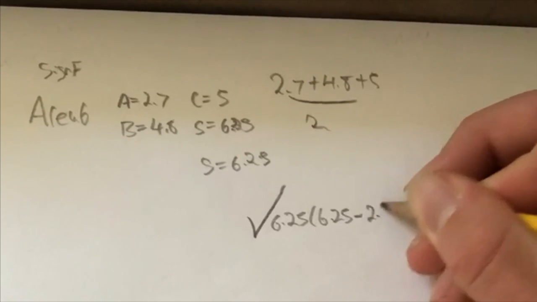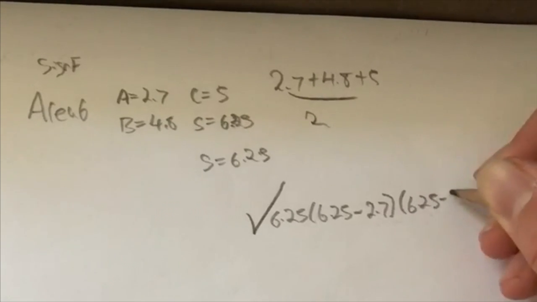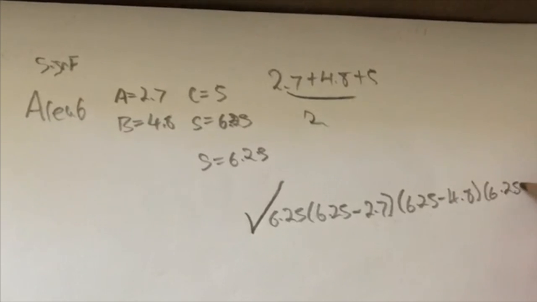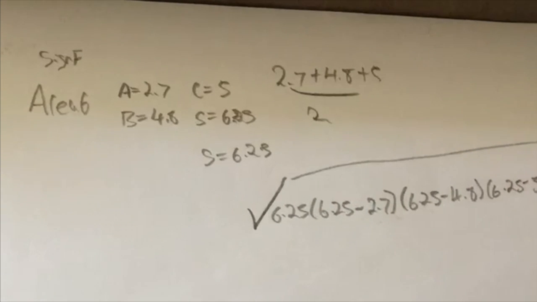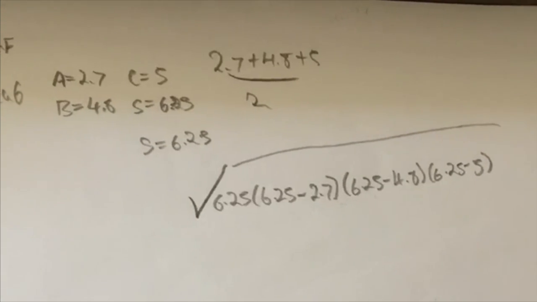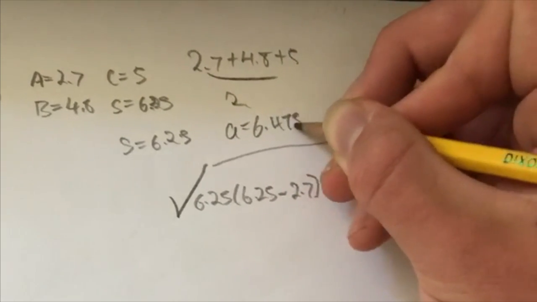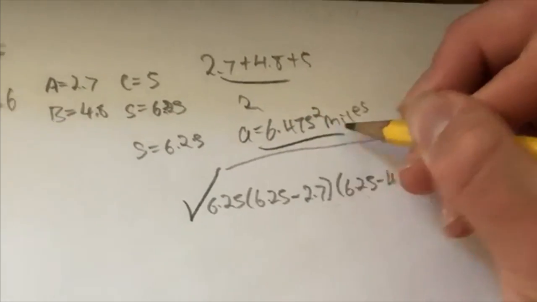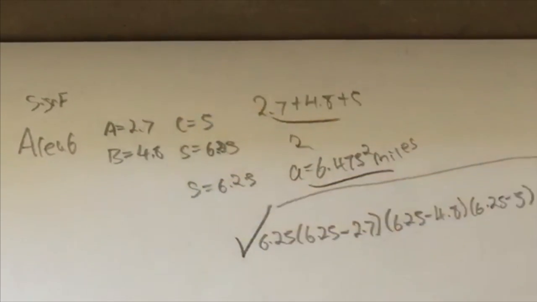minus 2.7. Sorry for the background noise there. 6.25 minus 4.8. 6.25 minus 5. All of that square rooted. We are going to get the area, the total area, is going to be equal to 6.475 squared miles. That's going to go into the total. So that's the area of triangle 6.